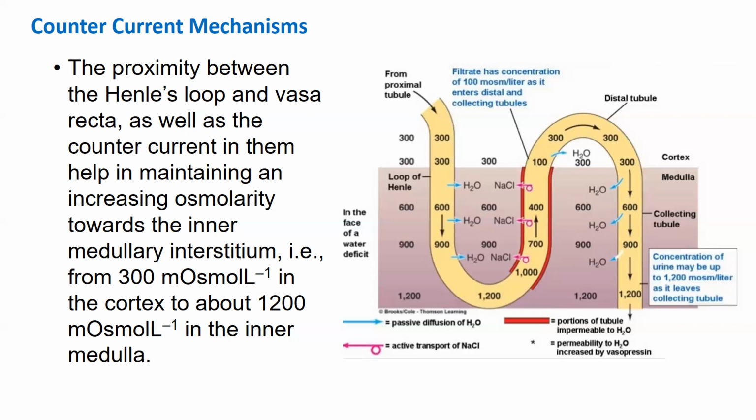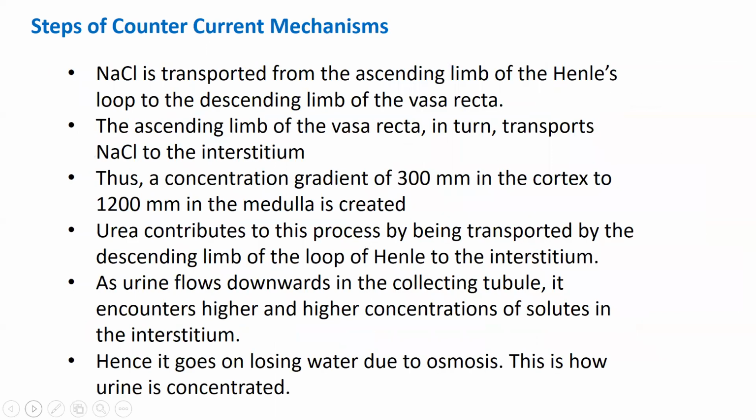So what we'll see next is the sequence of events that is going to happen in the descending limb, oh sorry, the ascending limb. What happens is that sodium chloride is transported from the ascending loop of Henle to the descending loop of vasa recta. Now, first of all, let's try to understand the very nature of the ascending loop. The nature of the descending limb was what? It allows the passage of water, but doesn't allow the passage of salt, right?